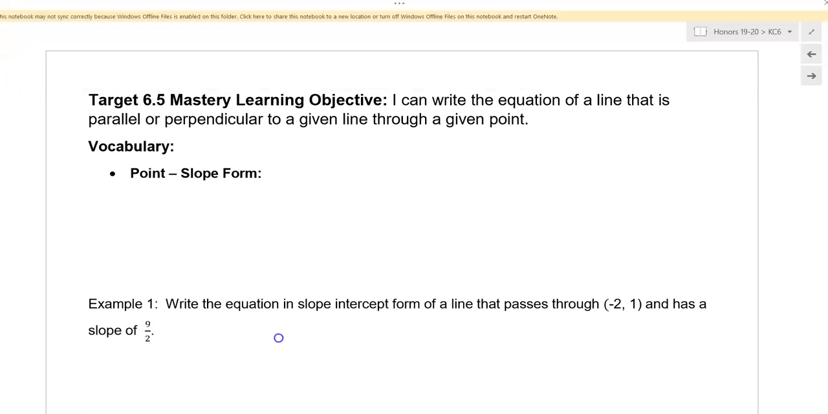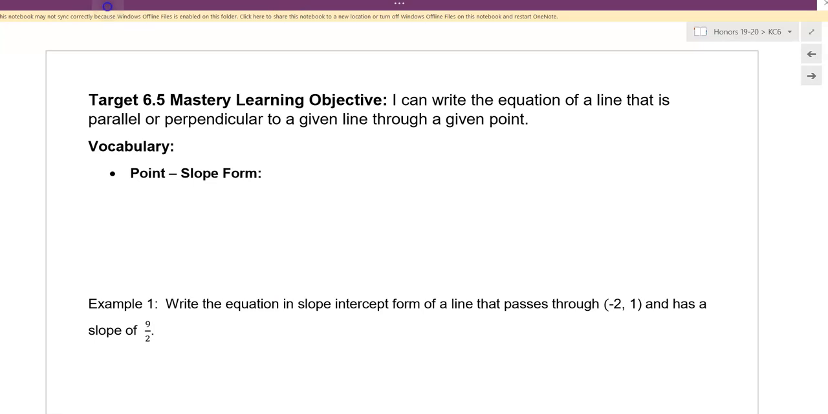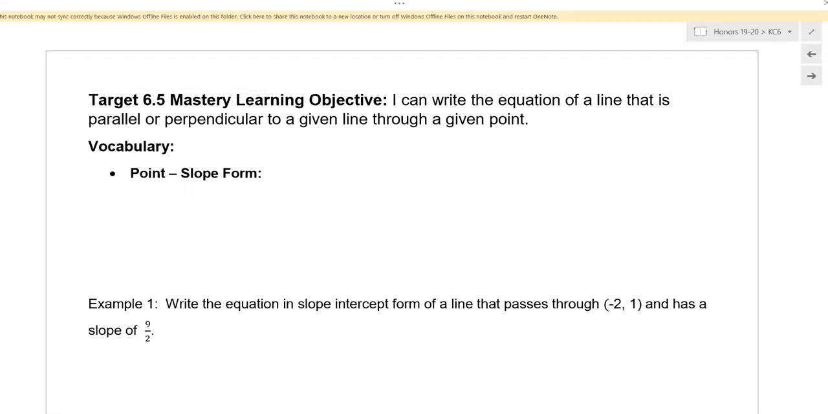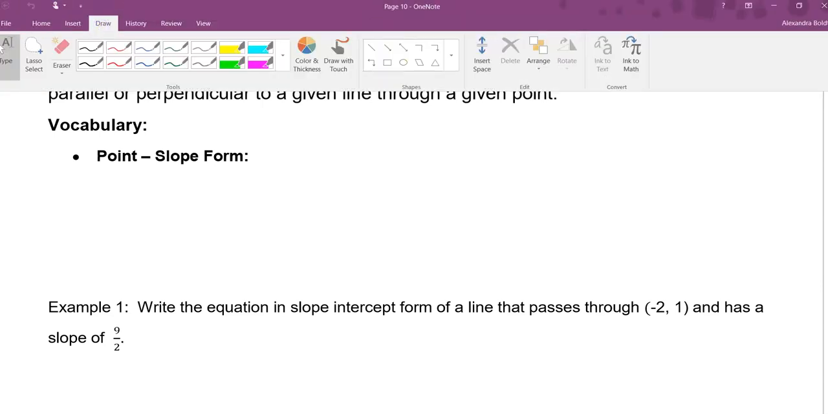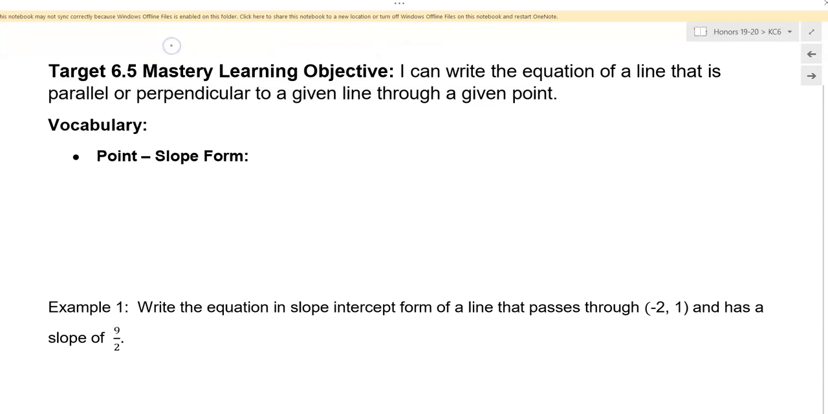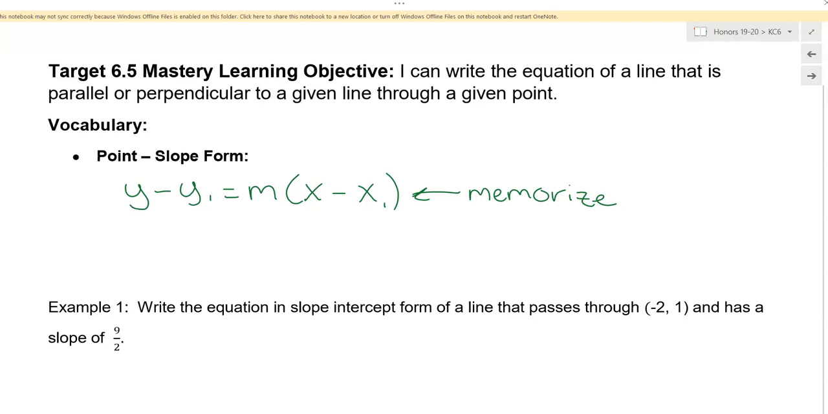Point slope form is, if we look at yesterday, we looked at slope intercept form and then what we call our standard form. So point slope form is a new form, and it's of the form y minus y1 equals m times x minus x1. You will need to memorize this. Okay, y minus y1 equals m times x minus x1.